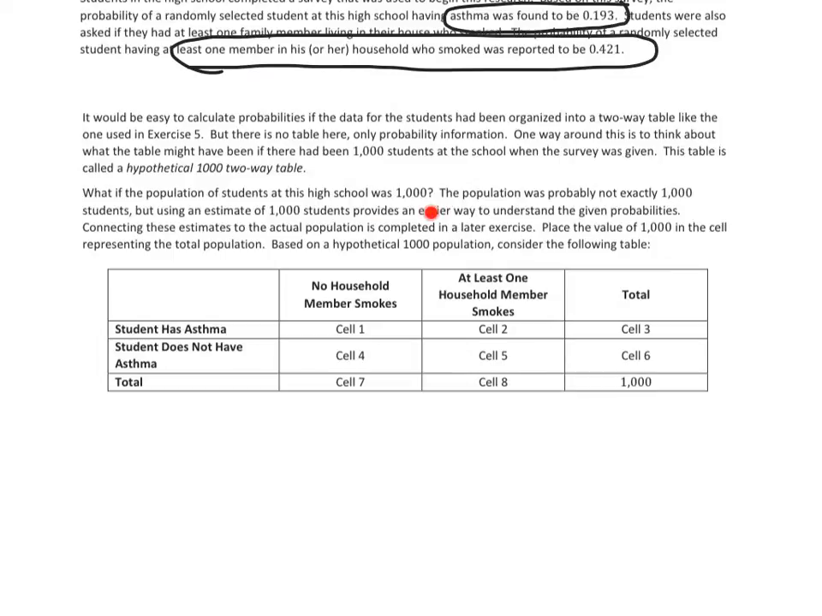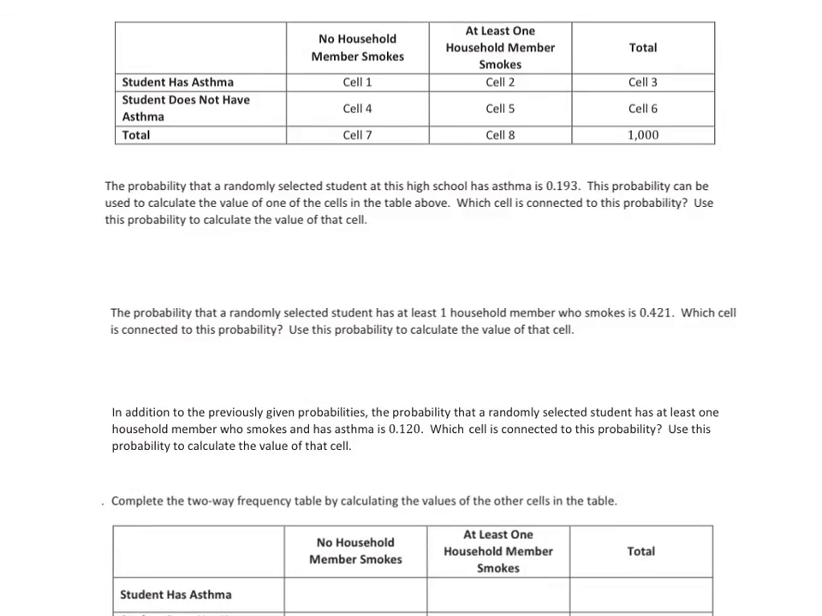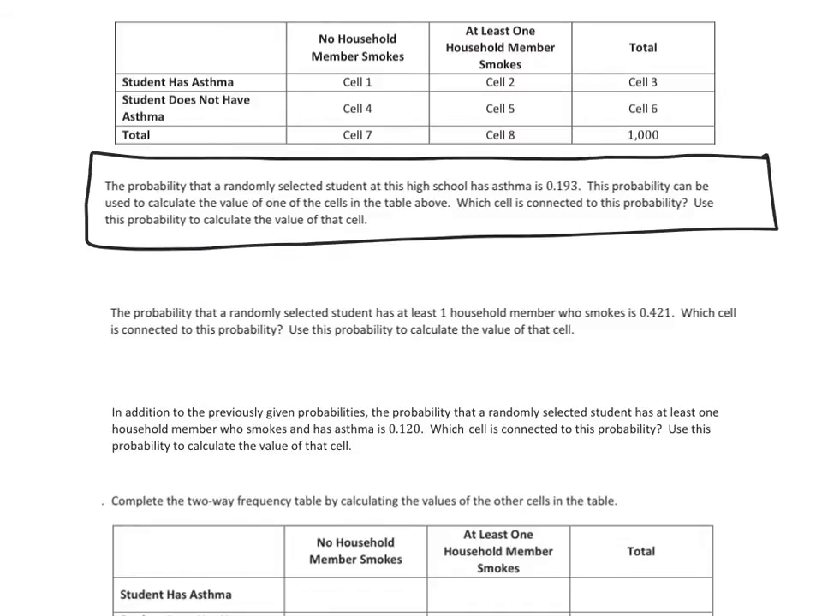What if the population was 1,000? So hypothetically speaking, if the population was 1,000, could we fill this table out? So, here's what we need. Hopefully you've copied down these probabilities. If not, that's what we need to have jotted down here. The probability of randomly selecting a student at the high school with asthma is 0.193. This probability can be used to calculate the value of one of the cells in the table. Which one is connected to that probability?